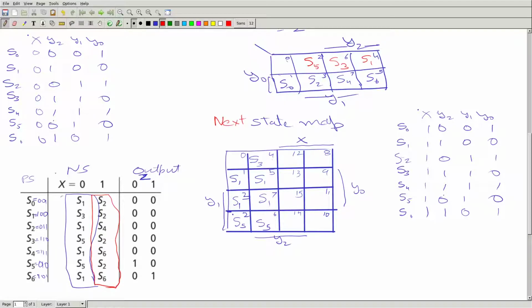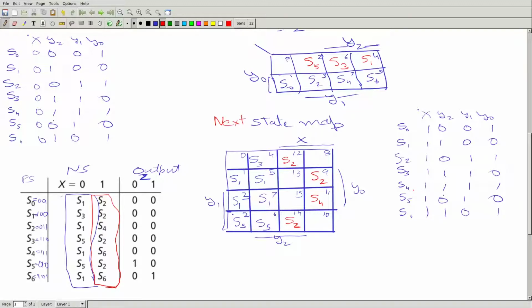And when our present state is S0, that is 1, 0, 0, 1, that is 9, then our next state is S2. When it is 12, S1, then our next state is S2 again. When it is 1, 0, 1, 1, that is 11, then we get S4. When S3 is 1, 1, 0, that's 14, next state is S2.